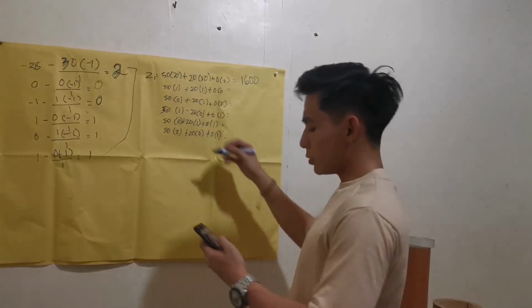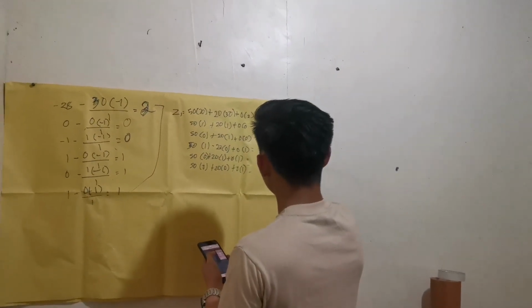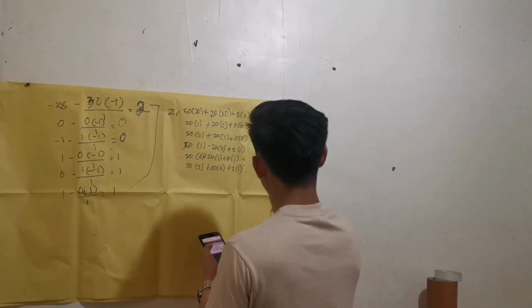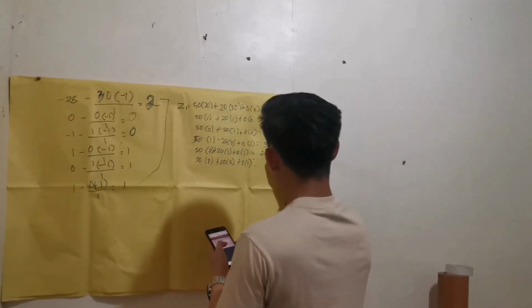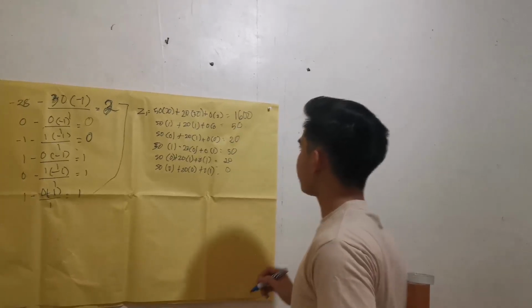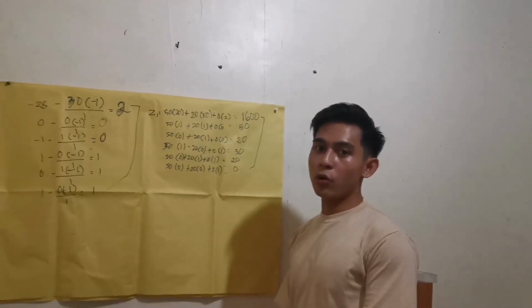So same lang din ito. I-add lang natin to. To calculate that: 50, 20, 50, 20, and 0 to 0. So ito yung Z sub j na row natin. So put that in table.